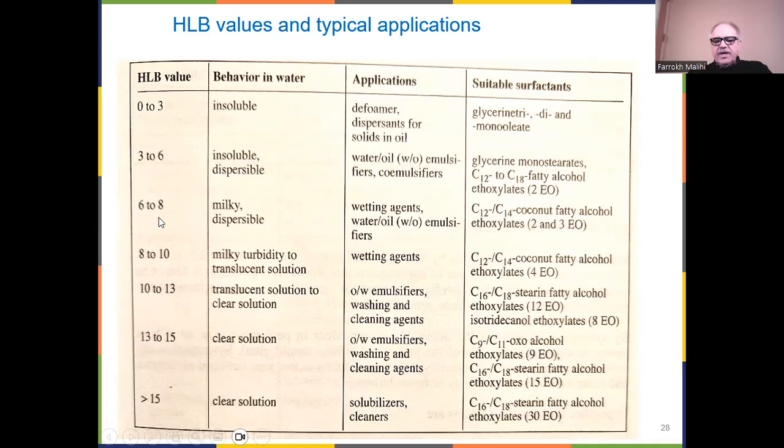HLB 6 to 8, we get a milky suspension, which are used as wetting agents. 8 to 10, again, wetting agents. 10 to 13 is the kind of surfactants that are used in cleaning systems and in detergents, and so on.